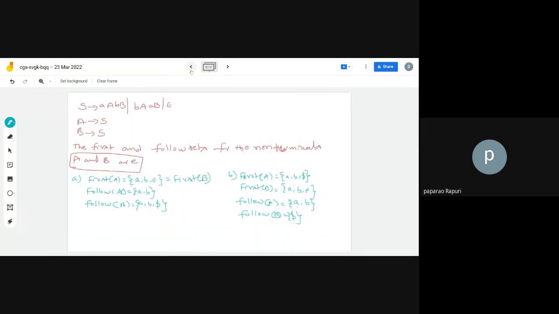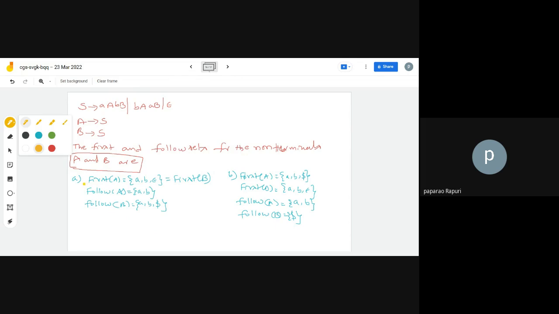Right, sir. This is the question. So grammar is given and we need to find the first and follow for the non-terminals A and B, and which set is satisfying that first and follow. We need to check. So first thing, if the question is lengthy, we can simply solve those questions. So in these cases, we can try the elimination method.